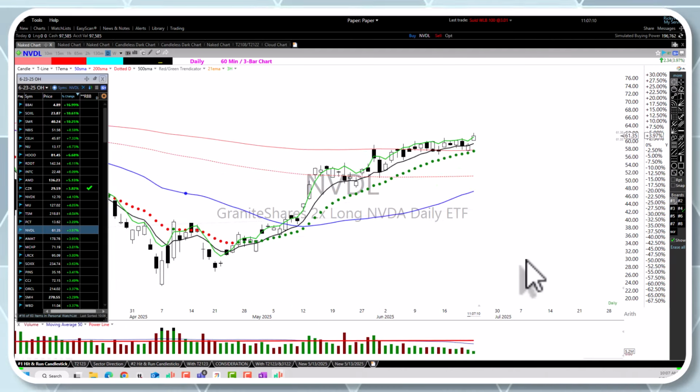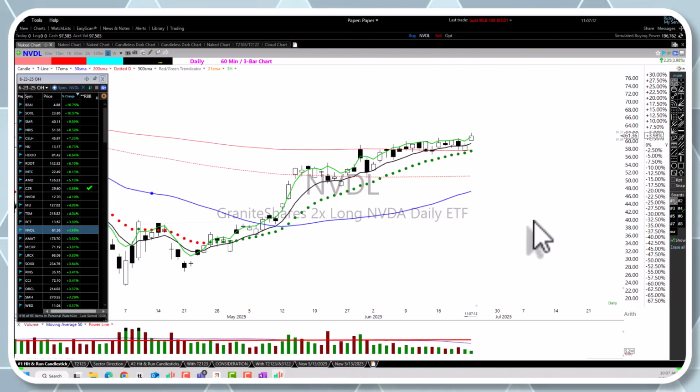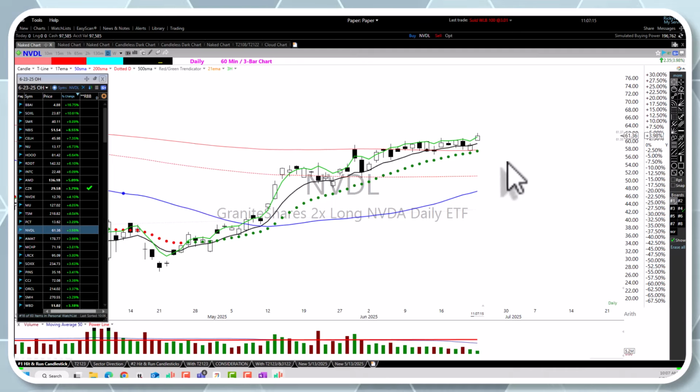For those that want to trade NVIDIA, but NVIDIA is maybe too expensive for you, you might take a look at NVDL. It's a 3/8 trap breakout right now.